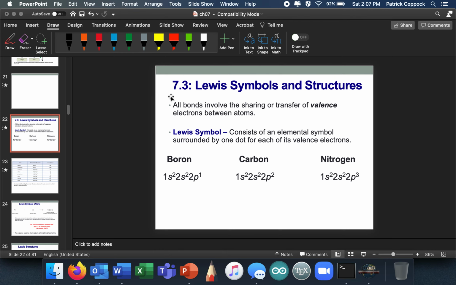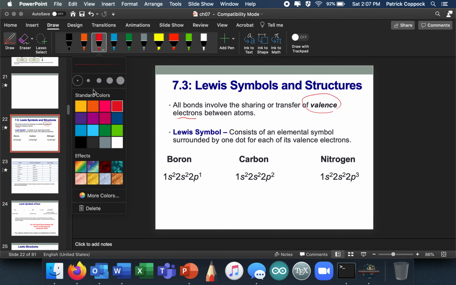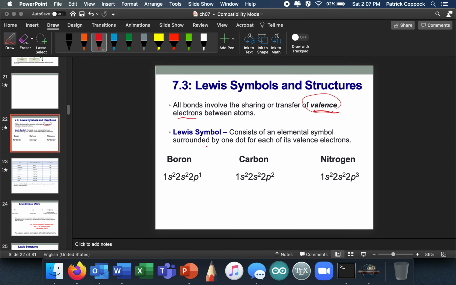All bonds involve the sharing or transfer of valence electrons between atoms. So we've used this term before, valence. What does it mean? Valence electrons are the electrons in the outer shell. So a Lewis symbol consists of an elemental symbol surrounded by one dot for each of its valence electrons.